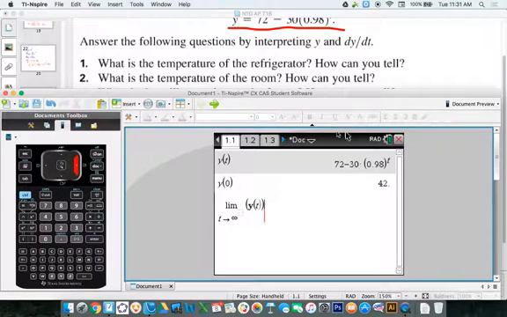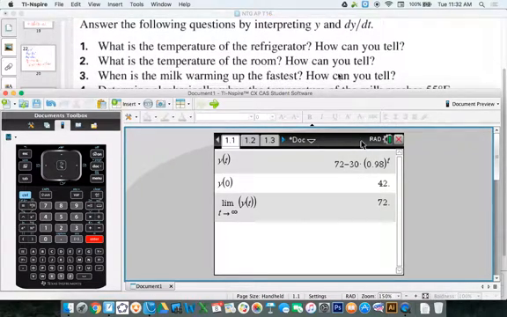Now if you think about this, if you take 0.98 and multiply it by itself over and over, because that's a decimal less than 1, this is going to approach 0, and you're going to be left with 72. So the temperature of the room is 72, because as time approaches infinity, that's what the temperature of the milk approaches.